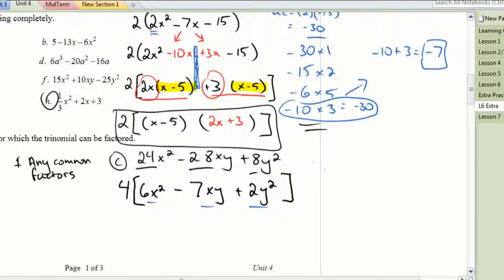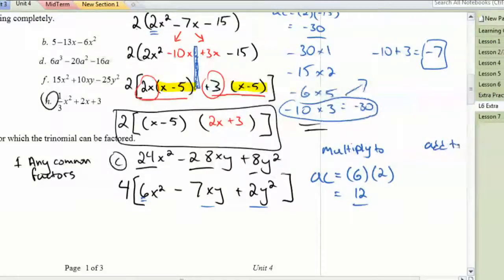So I'm going to go ahead and say, is there a number in front of my x squared term? And in this case, I have a 6 here. So because it's not 1, I have to do the AC method. And the AC method will work for all of these questions. So if you want to do the AC method every time, it'll work. So the A in this case is 6. The C is 2, which gives me 12. So I need numbers that multiply to 12, and then add to my middle term, which in this case is -7.